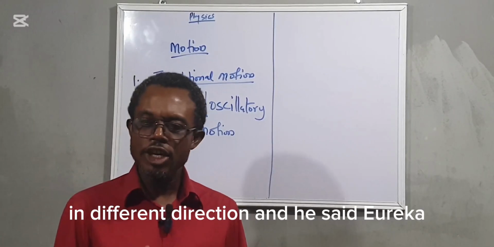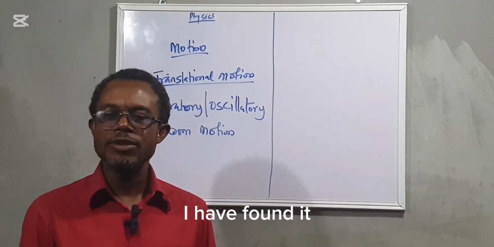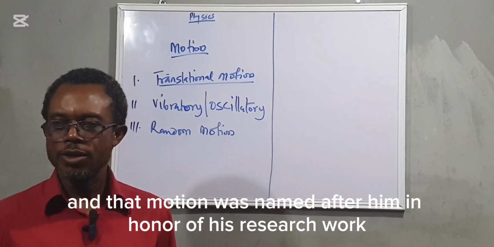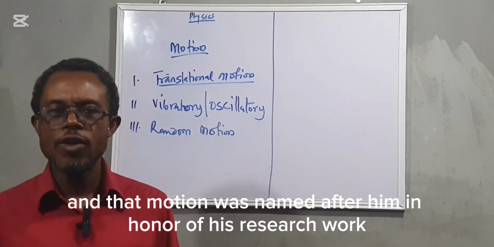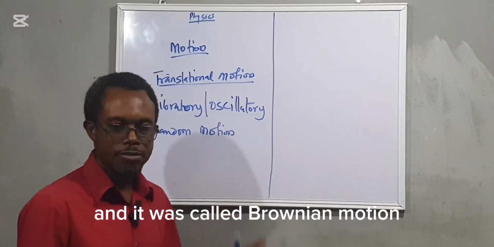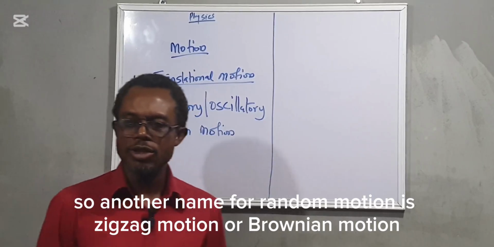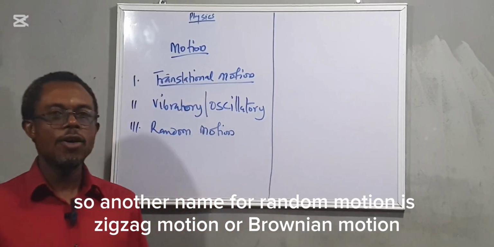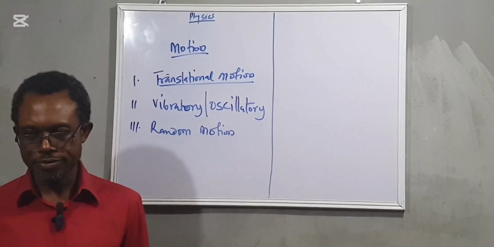And he said, Eureka, I have found it. And that motion was named after him in honor of his research work. And it was called Brownian motion. So another name for random motion is zigzag motion or Brownian motion.